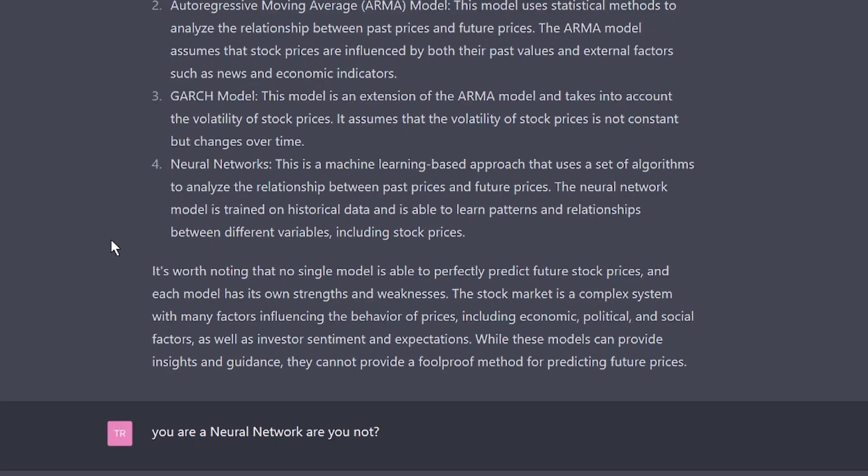And number 4, neural networks. This is a machine learning based approach that uses a set of algorithms to analyze the relationship between past prices and future prices. The neural network model is trained on historical data and is able to learn patterns and relationships between different variables, including stock prices. It's worth noting that no single model is able to perfectly predict stock prices, and each model has its own strengths and weaknesses. The stock market is a complex system with many factors influencing the behavior of prices, including economic, political, and social factors, as well as investor sentiment and expectations. While these models can provide insight and guidance, they cannot provide a foolproof method for predicting future prices.